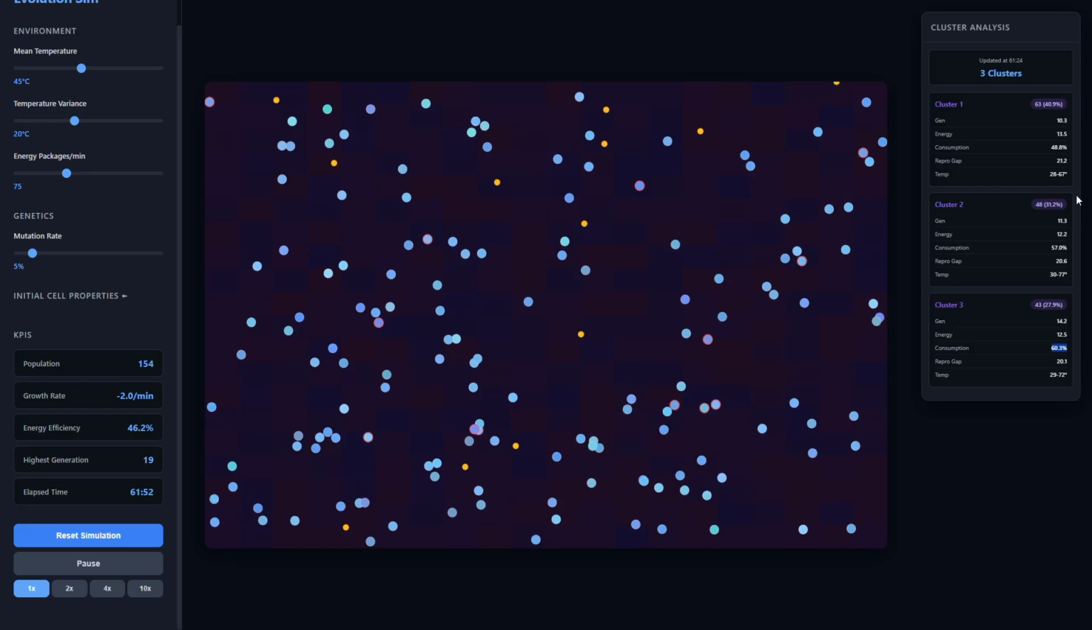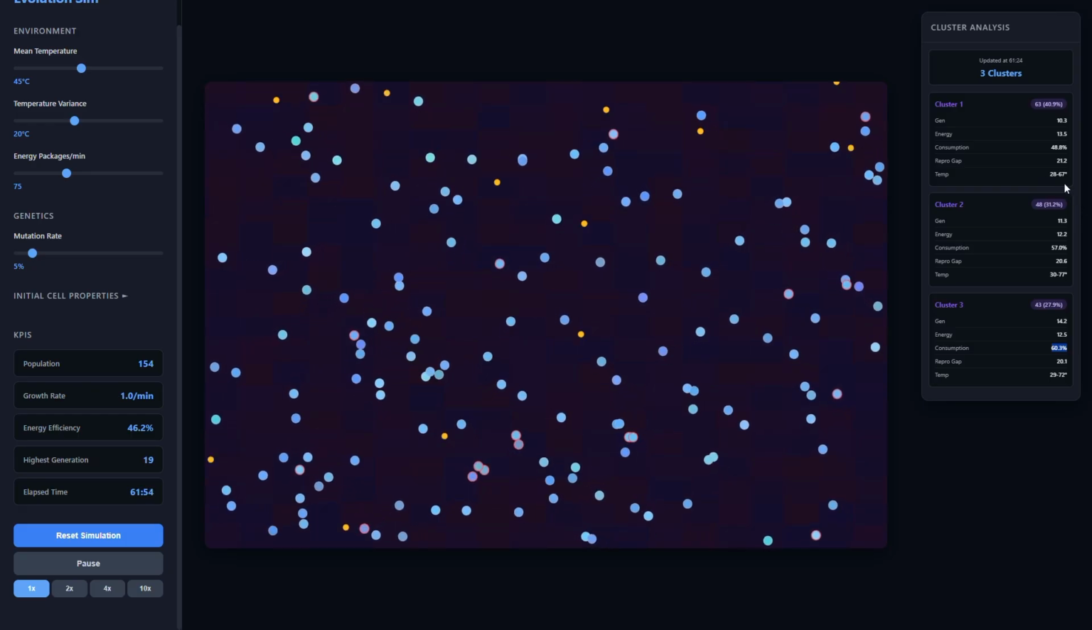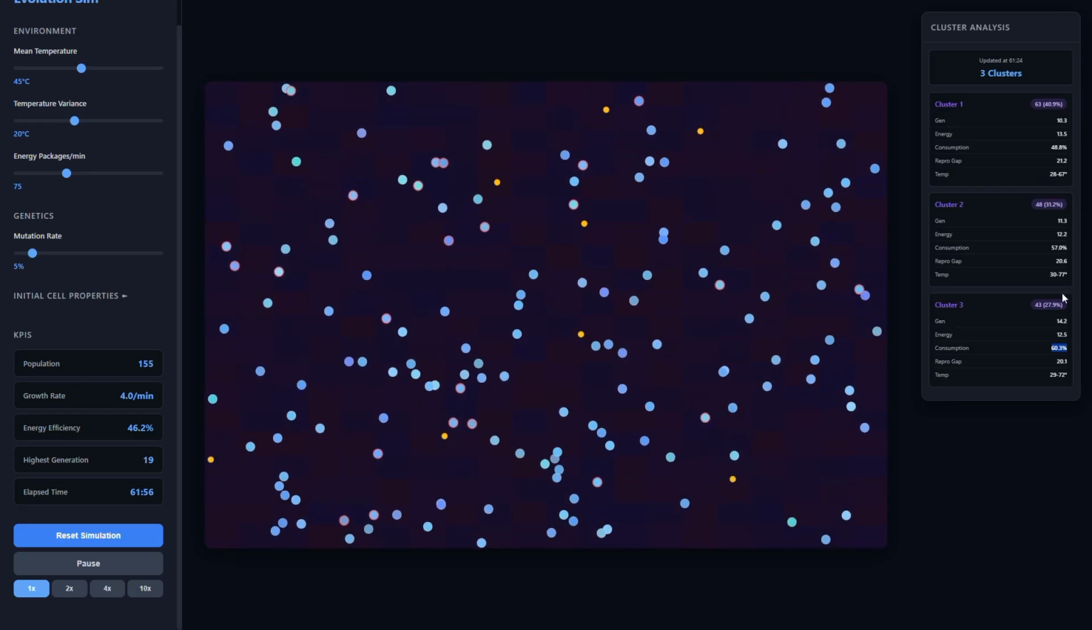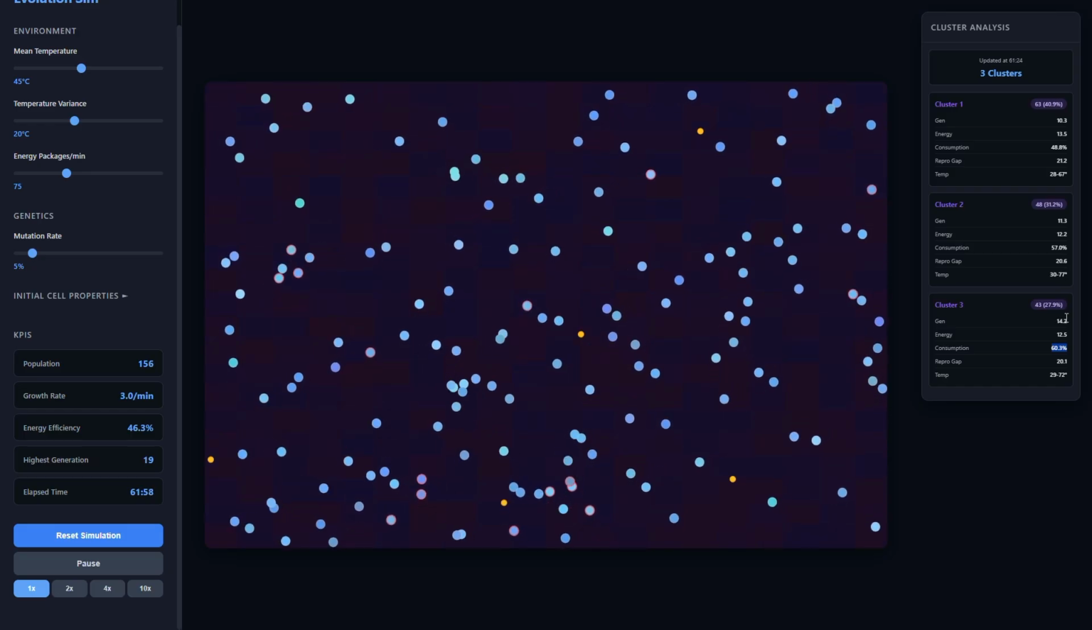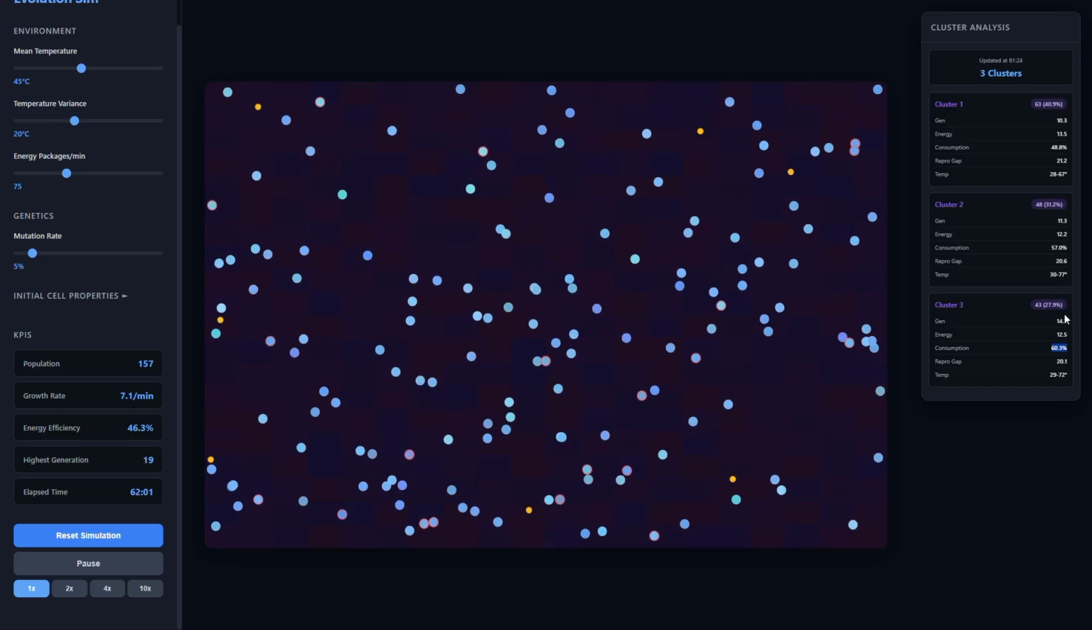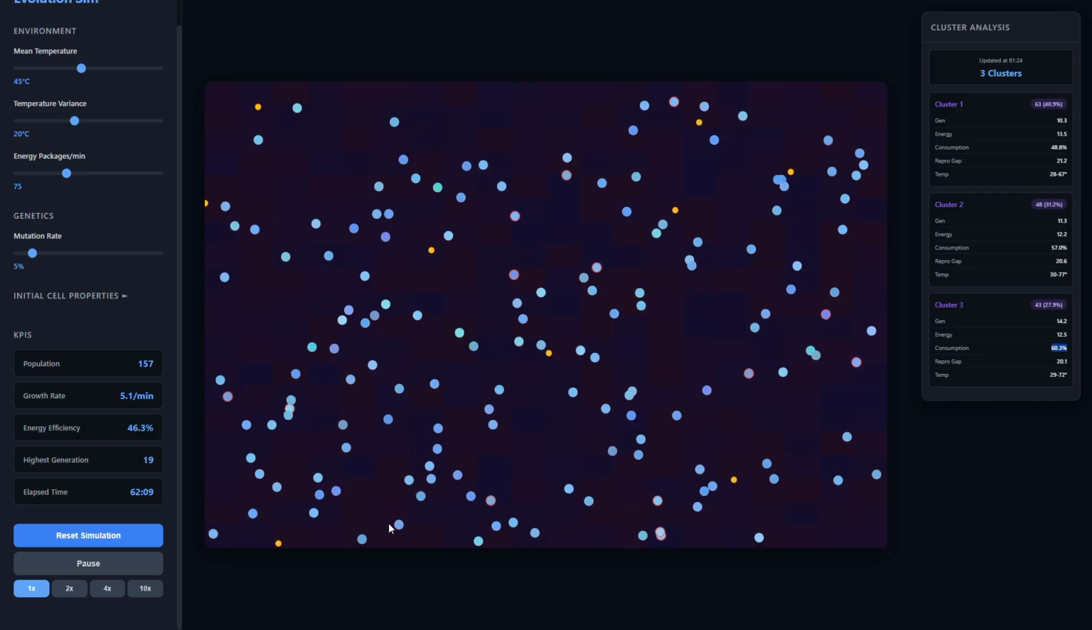We can observe that the temperature gaps increased a little bit and the reproduction gaps remained at their level. So just give it another hour. Let's see what happens.